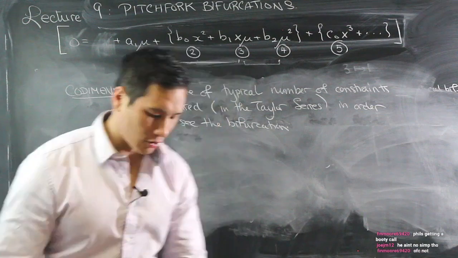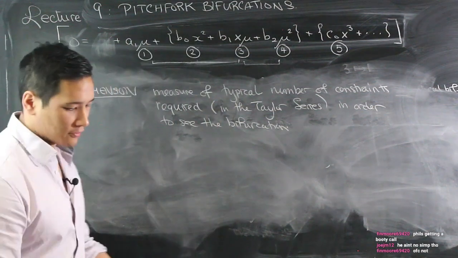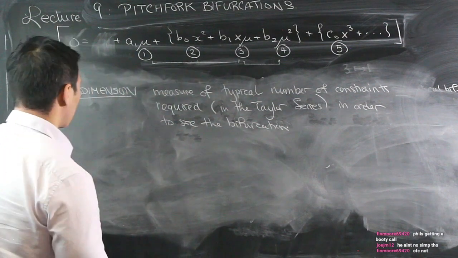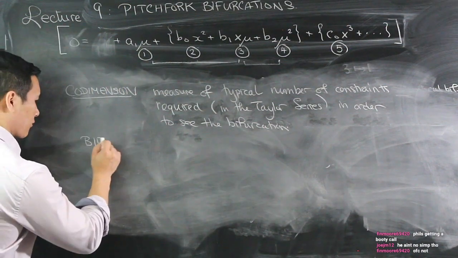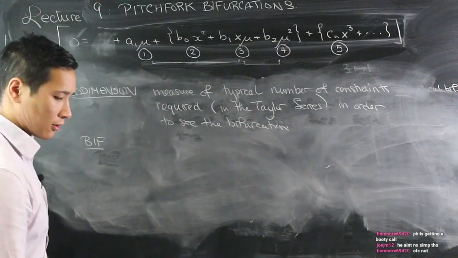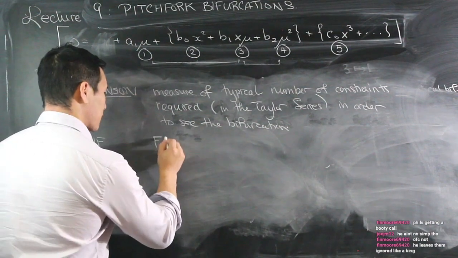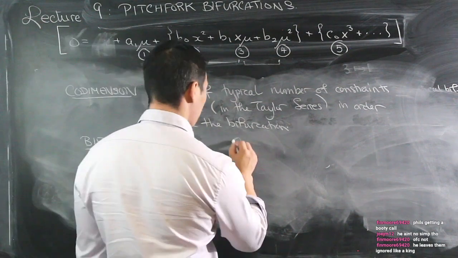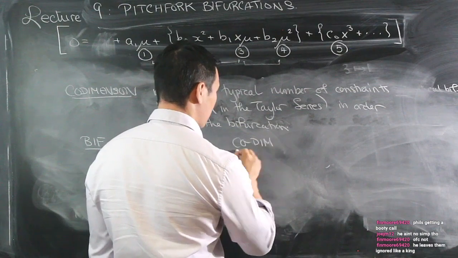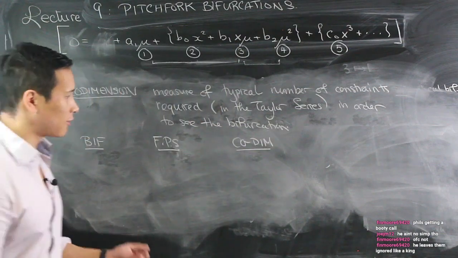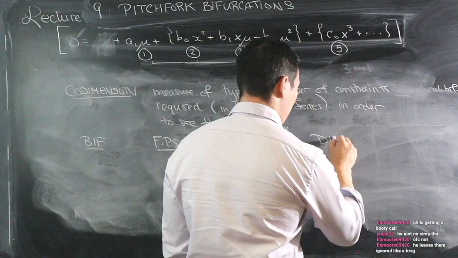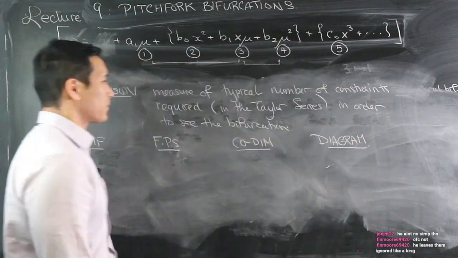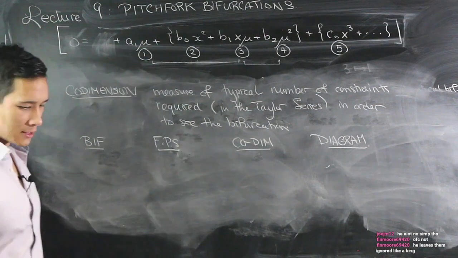Okay, so let's make a table of our bifurcations. We're going to have a bifurcation column, a fixed points column, and a codimension column. You'll get the idea of what codimension is after we write it down. And then we're going to have a little diagram column of what it looks like. Hopefully I have enough space.